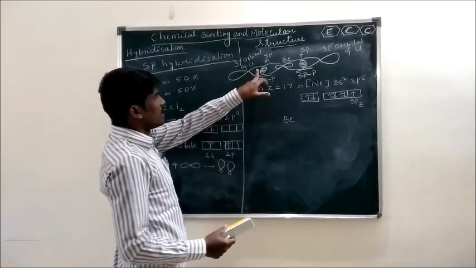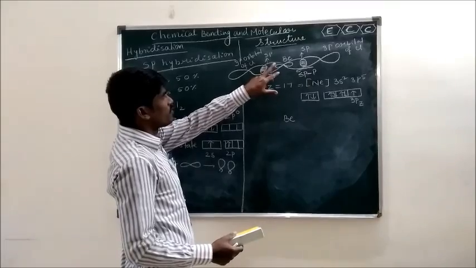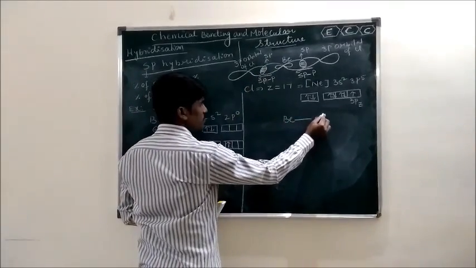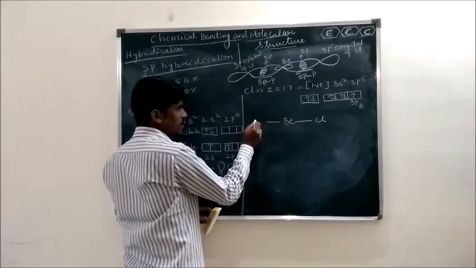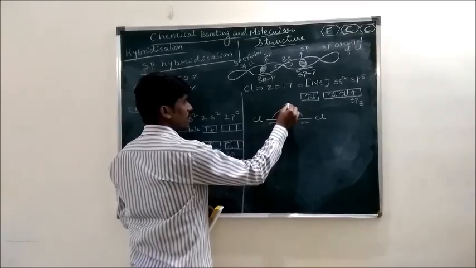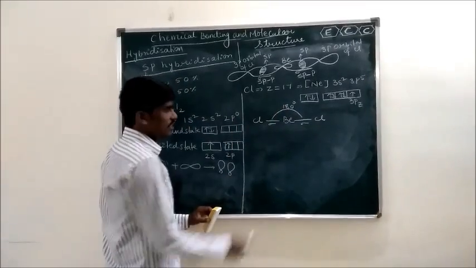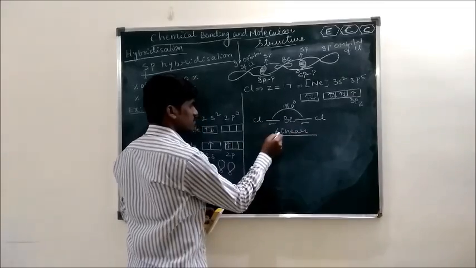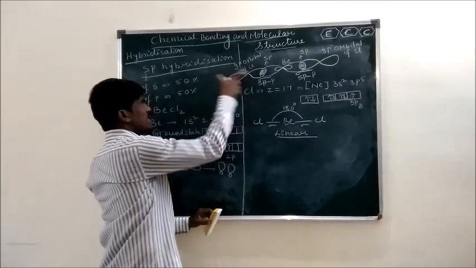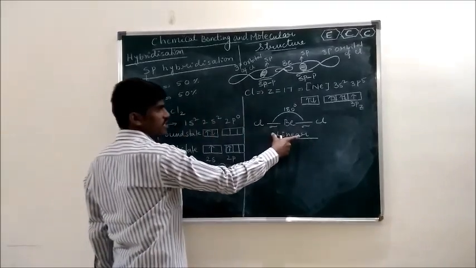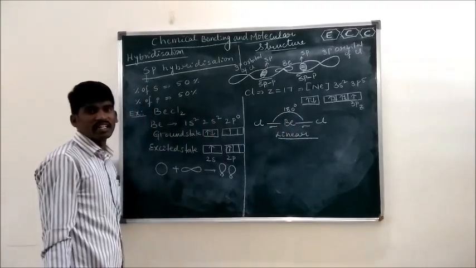As you know, end-on-end overlap always leads to the formation of a sigma bond. Beryllium forms a sigma bond with chlorine, and similarly here one more sigma bond with chlorine, with a bond angle of 180 degrees. It gives a linear shaped arrangement. So sp hybridization is possible in the BeCl2 molecule, which gives a linear shaped arrangement with a bond angle of 180 degrees.